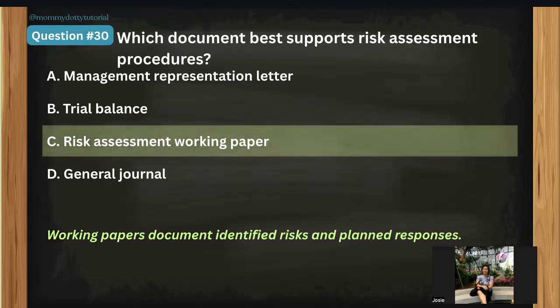Okay, this is now the first half of all the questions. Now let's move to the second half. Question number 31.